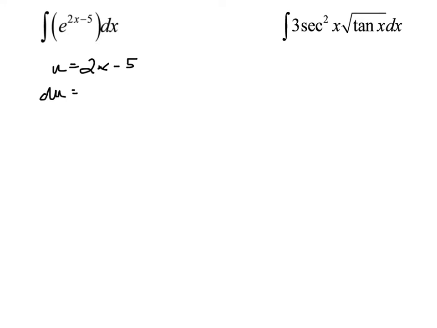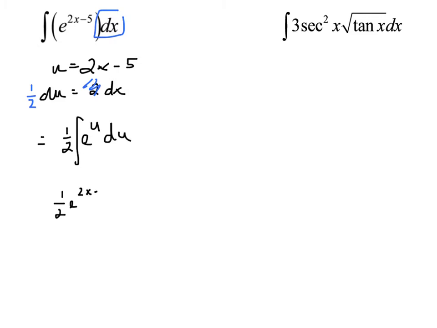du is 2 dx. Of course, we don't have a 2 dx, we only have a dx, so we divide by 2. So my integral would become, and let me put that 1/2 up front right away, 1/2 times e to the u du. And the antiderivative of e to the u is e to the u, so the final answer would just be that.